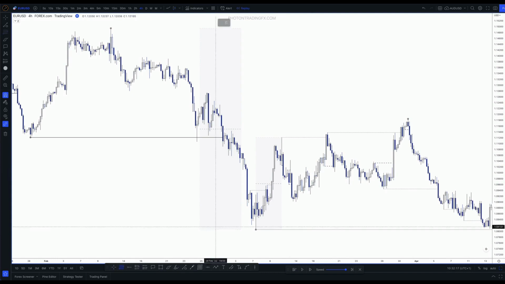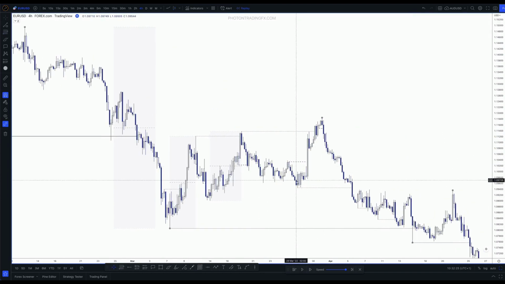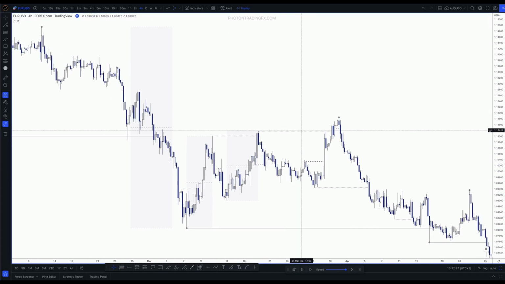And again, you can just keep following that internal structure, right? We get another IBOS there, so you can draw it from the low to the high, and then look for price to pull back into the discount, and then look to get another leg. Now, at this point, when we get that next break of structure, you see how, if I drag it across, we're above the EQ of the swing now.